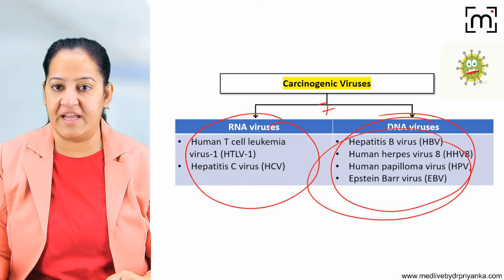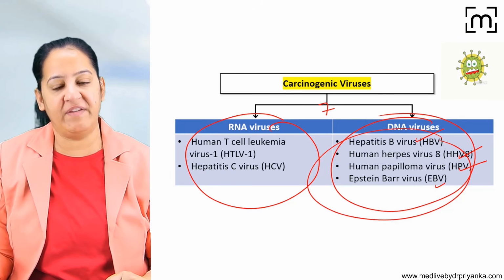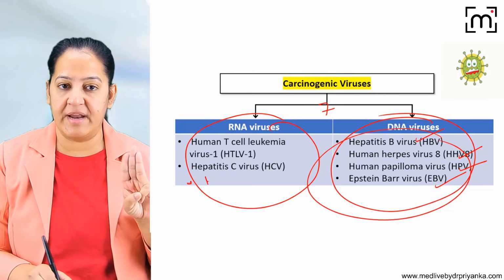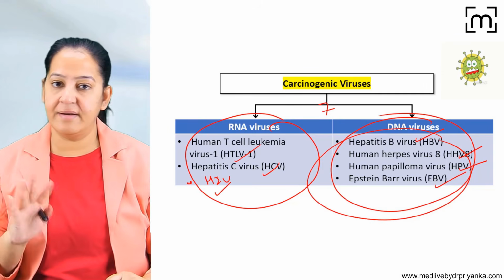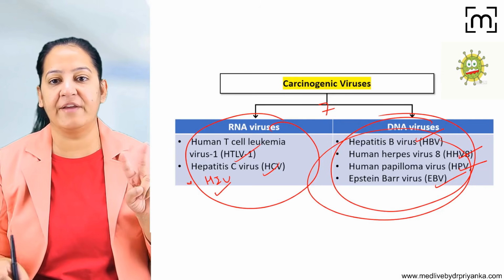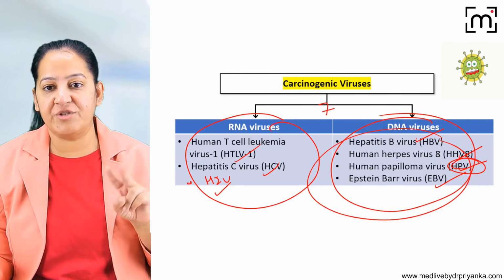So 4 of them are DNA: HBV, HHV8, HPV and EBV. 3 of them are RNA. You can add HIV also: HIV, HCV and HTLV. These are the RNA viruses. So you can learn the classification like that. Now among them, I will give you the detail of 2. I will give you the detail of HPV and EBV.